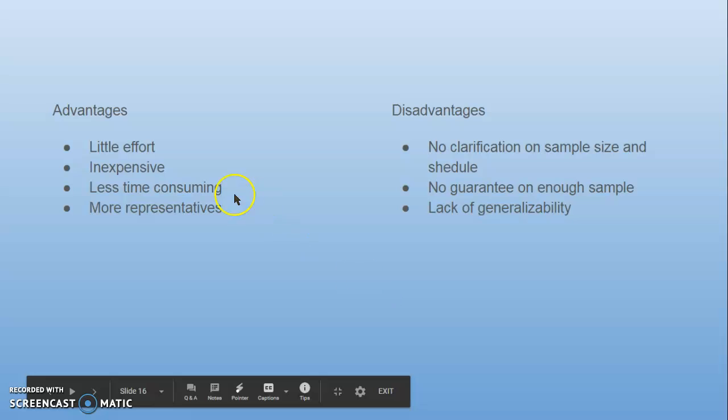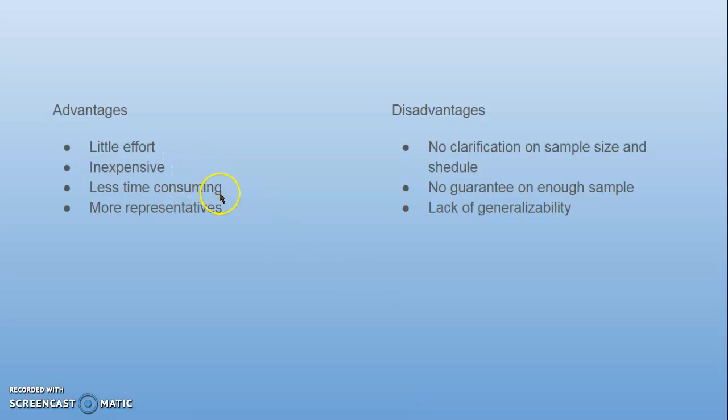So what is the advantage? Very little effort is needed, it is inexpensive, less time consuming, and you get more representative samples. And what is the disadvantage? There is no clarification on sample size and schedule, because you don't know how many people in that month will be admitted for coronary catheterization. So there is no evidence of the sample size, and there is no schedule also, because you may need to extend to the next month if the sample size is not enough. There is no guarantee of enough sample, and a lack of generalizability, which is the main disadvantage of all non-probability sampling methods.